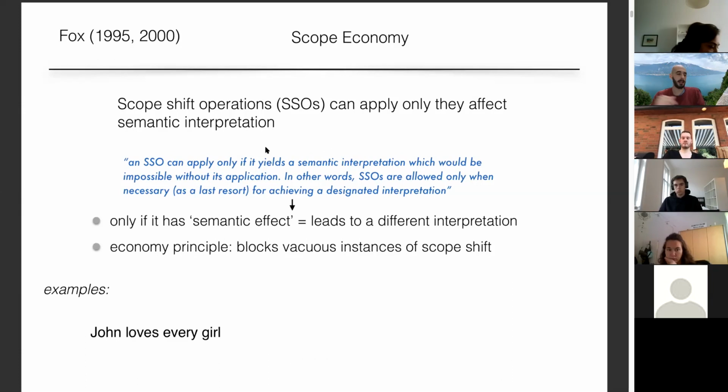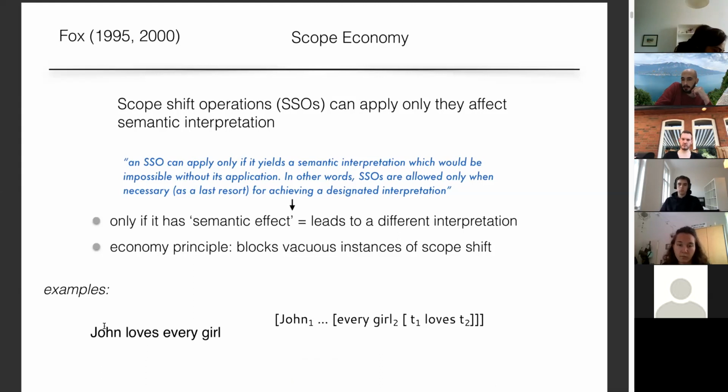Okay, so let's take an example. John loves every girl, okay? Only one quantifier, but you can think of John as a sort of quantifier. You can think of John as a definite description, the guy named John. So it's a little bit like "the boy". So let's consider John as a sort of quantifier.